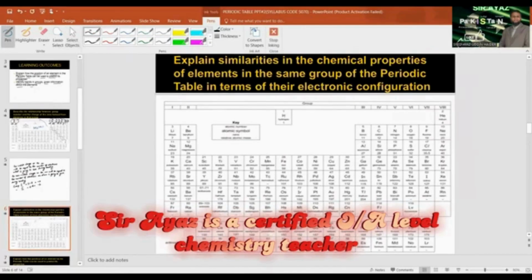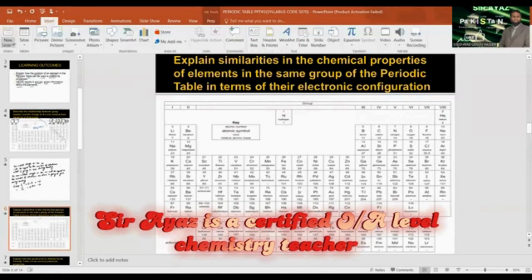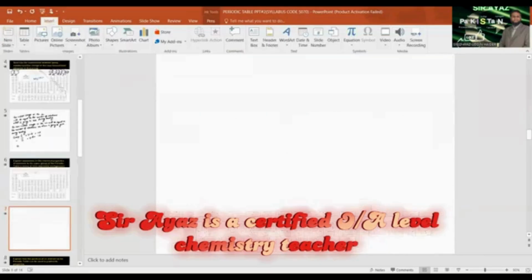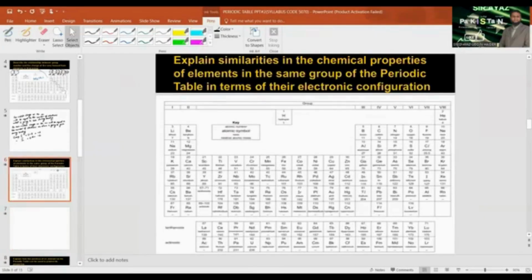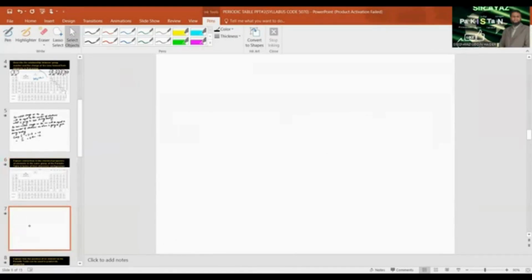Explain similarities in the chemical properties of elements in the same group of the periodic table in terms of their electronic configuration. The group number indicates the valence electrons. The group number indicates the same electronic configuration in the valence shell. For example, group 1 contains 1 valence electron.